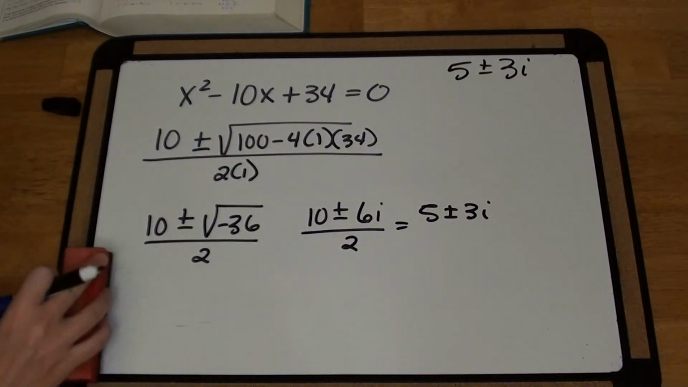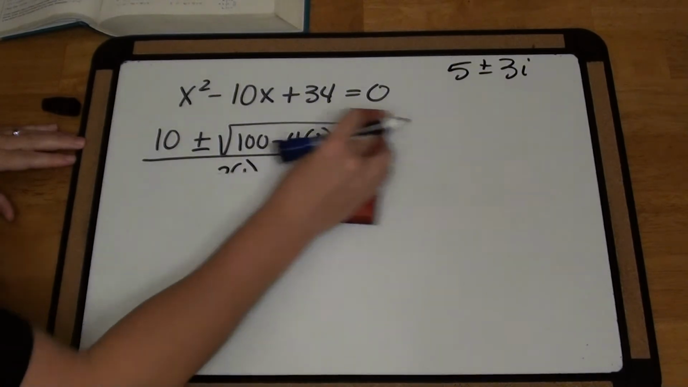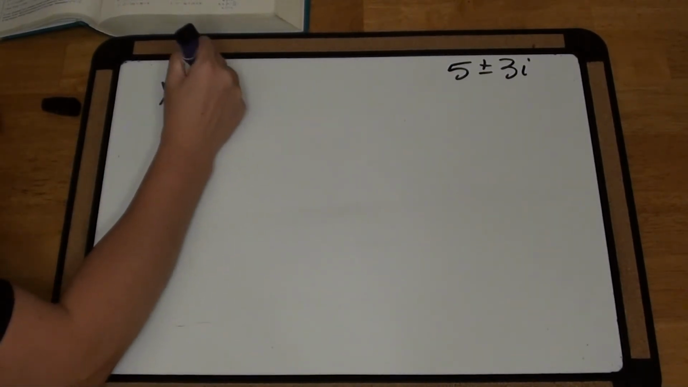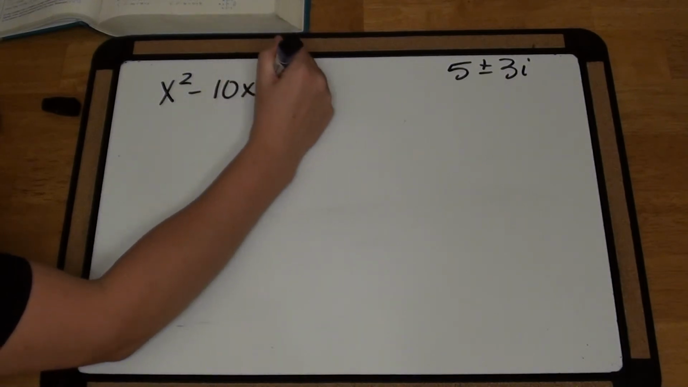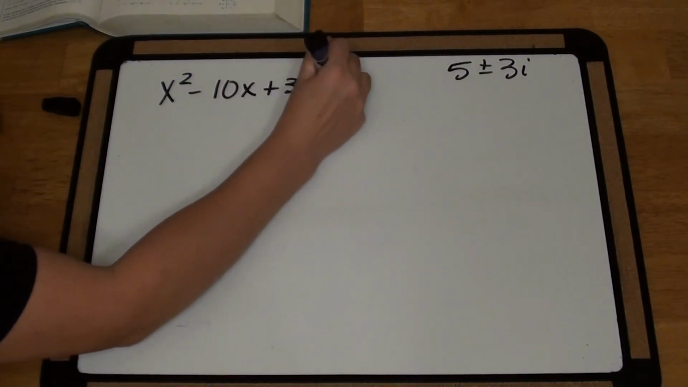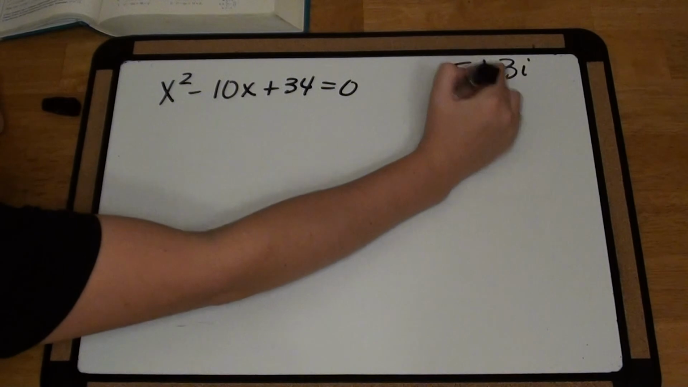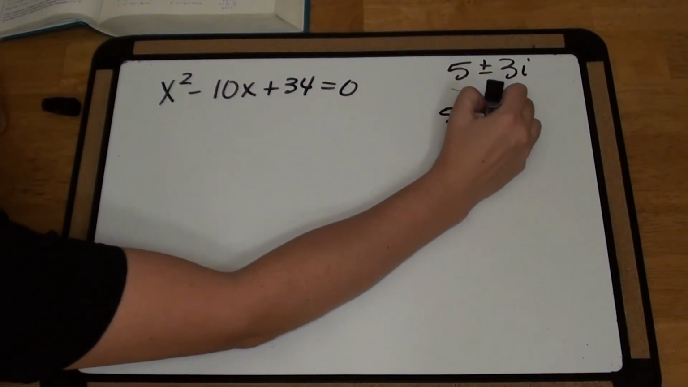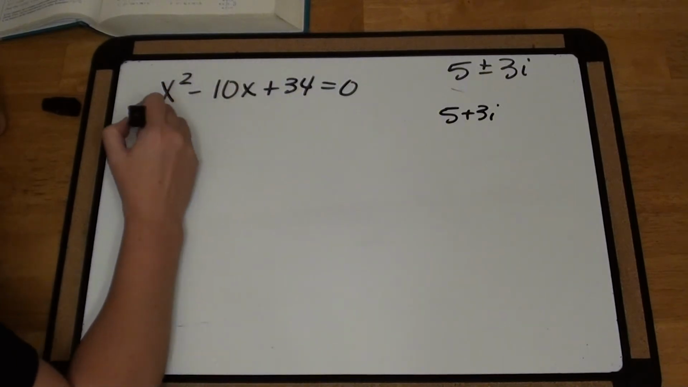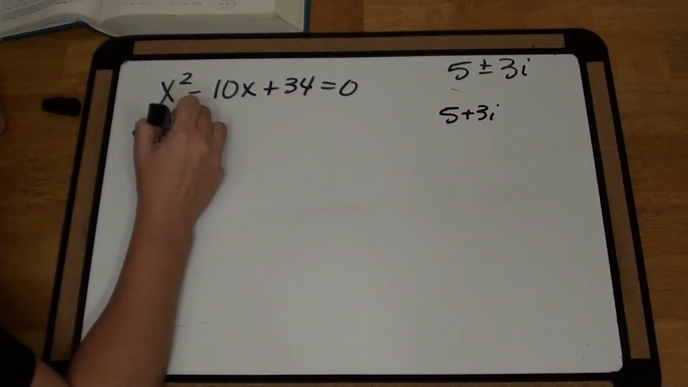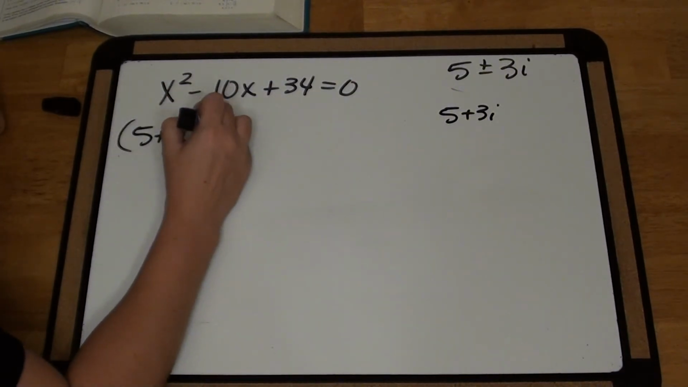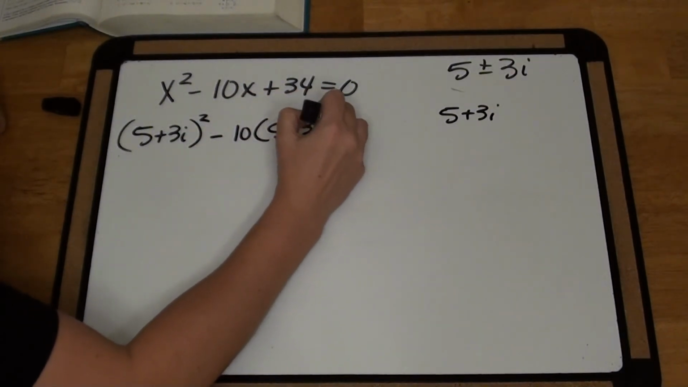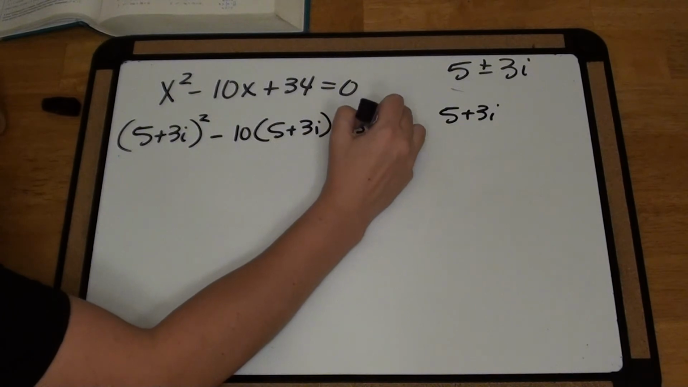Now, when they say check that answer, oh, I'll just erase my equation. What they really want you to do is substitute that in and make sure that it works. So I'm going to take one of them. Let's go ahead and just do 5 plus 3i. I'm going to check this one. I'm going to put that in for my x. So I get 5 plus 3i squared minus 10 times 5 plus 3i plus 34 equals 0.